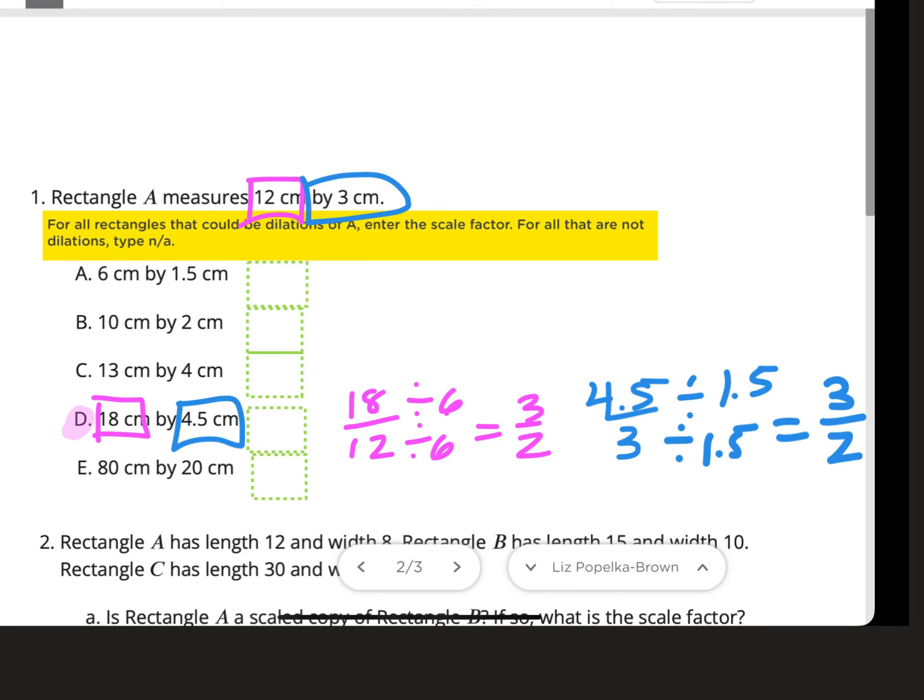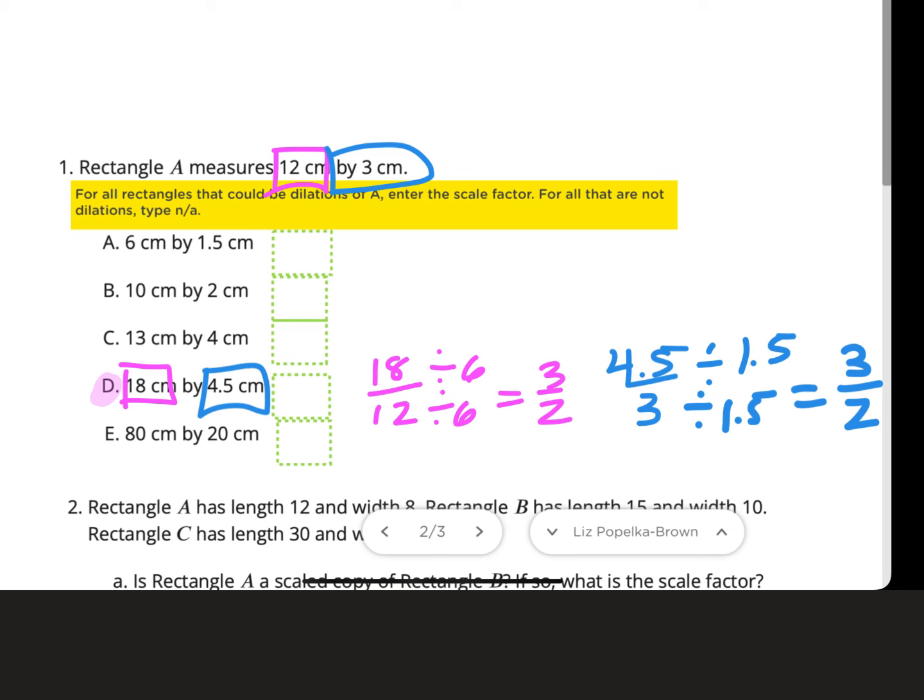That's how you know they're proportional, and it could therefore be a scaled copy, which also means it could be a dilation. So if you can divide your image by the pre-image and you get that same scale factor, that's one way that you can do it. So that's what I would do. I wouldn't divide them into decimals and all that. I would leave them as fractions because it really does make it easier for you.